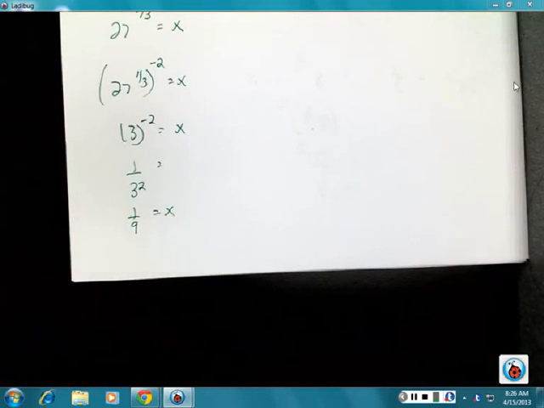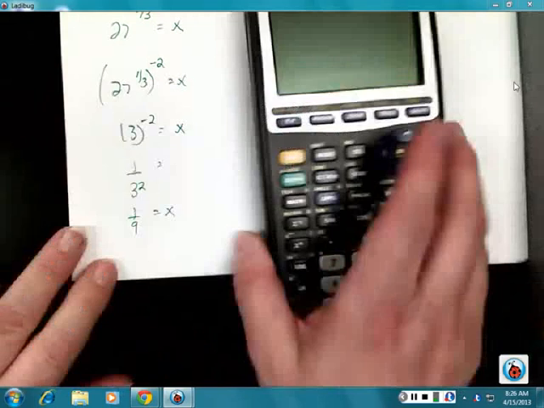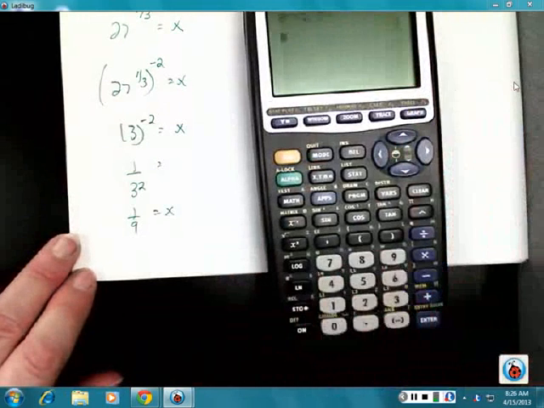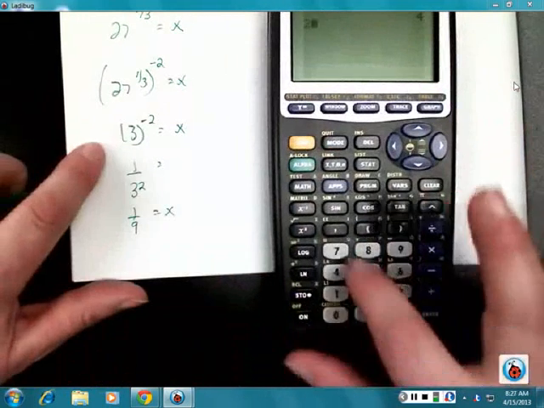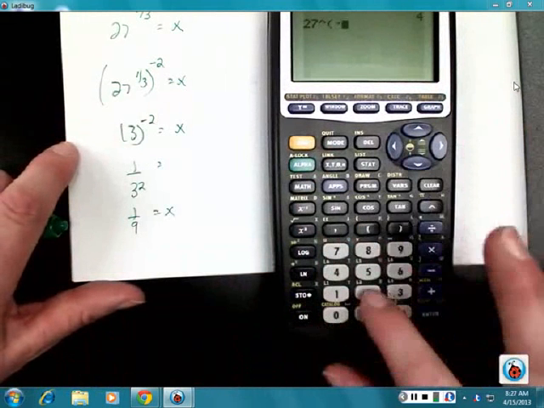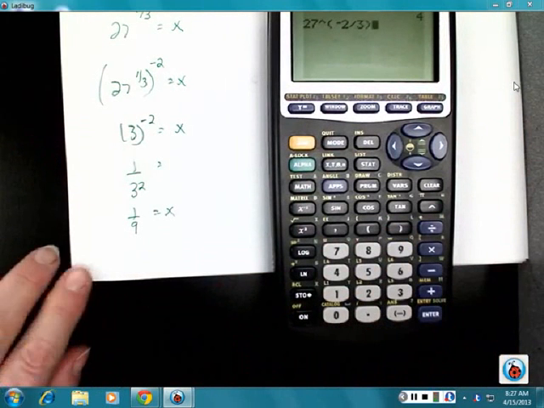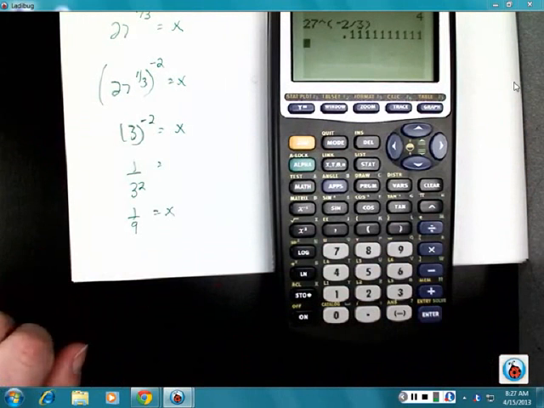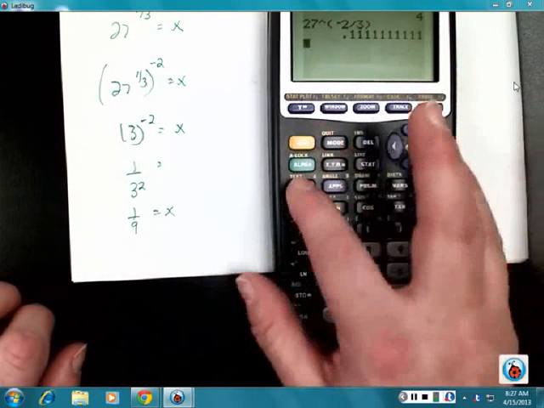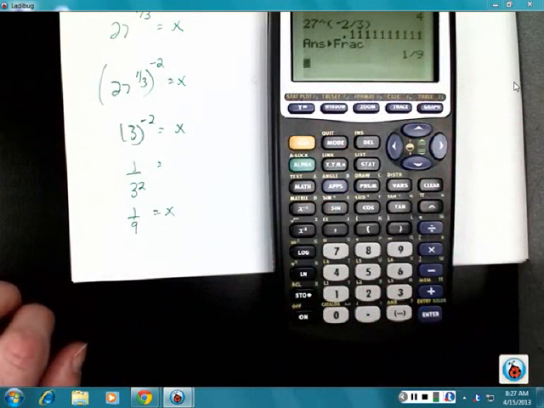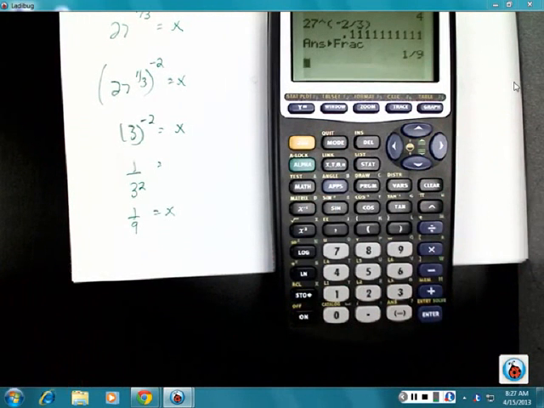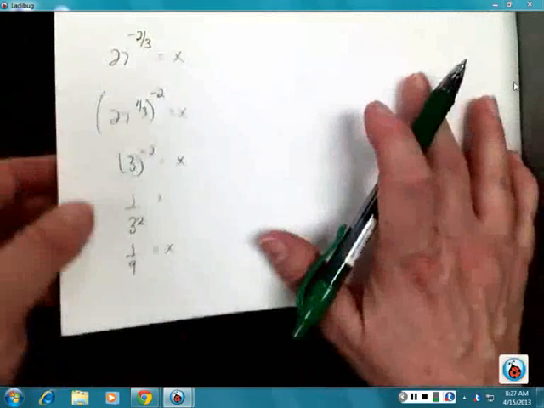So you get 1/9. Now, if you use your calculator on this one, and you put your value in here, 27 caret parenthesis negative 2 divided by 3 parenthesis, and hit enter, it's going to give me a decimal answer, and it's not going to look for a decimal answer in Hawks. But if you go to your math button, hit frac, put it in after it, it will give you your correct answer. So if a decimal ever comes out, make sure that you change it back and end up with your 1/9 for your solution to that one.